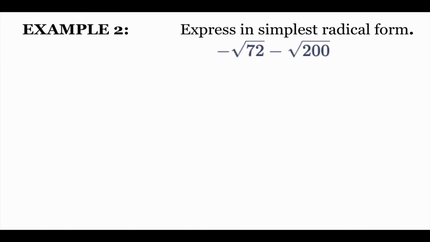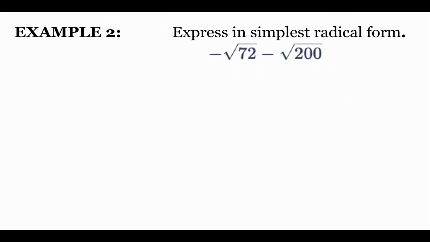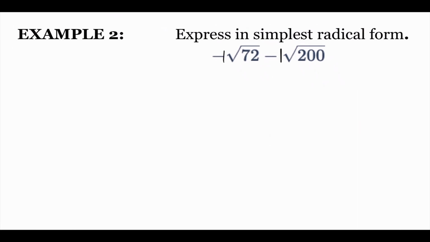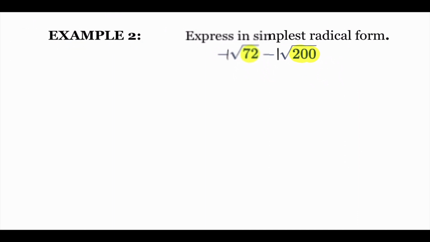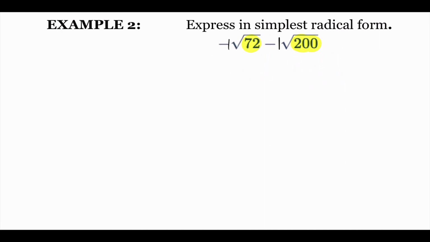Number 2 is exactly the same. The only difference is it's subtraction. Each one of these guys has a negative 1 in front. They don't write it, but it's a negative 1 in front. So the first thing we're going to do is see if we can simplify the radicals. We're looking for pairs. I got 72 and I got 200, so I have to break down 72 and break down 200.